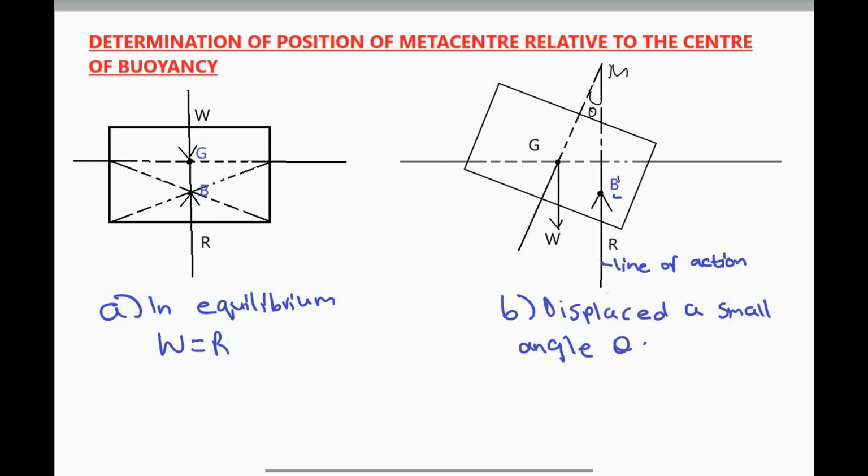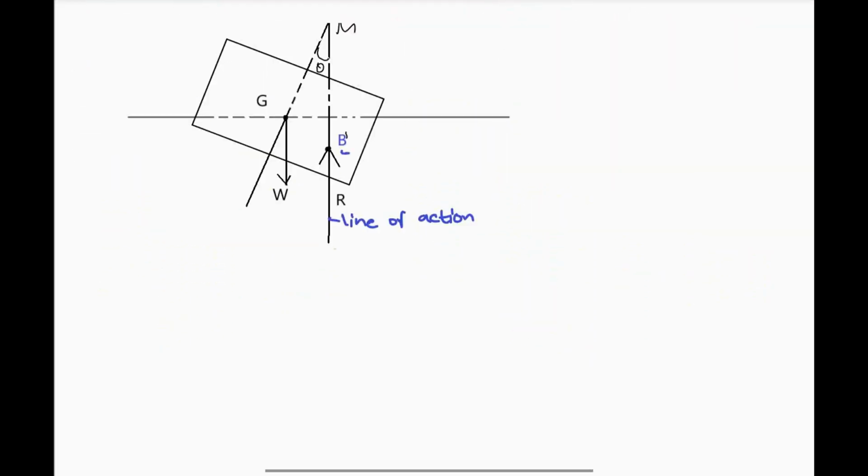In B, the volume of the fluid displaced remains the same, but the shape of this volume changes, therefore changing the center of buoyancy from B to B prime. So if M is the point at which the line of action of upthrust, which is this line here, cuts the original vertical, and the original vertical is this, then this point is called the metacenter. So my point M is my metacenter, and GM is the metacentric height.